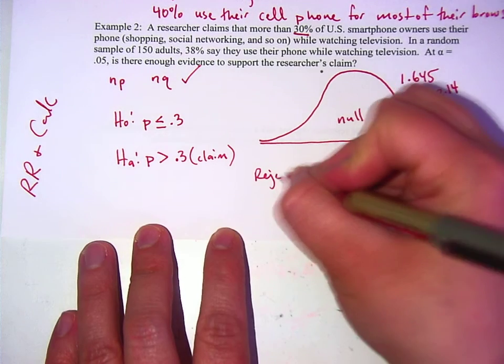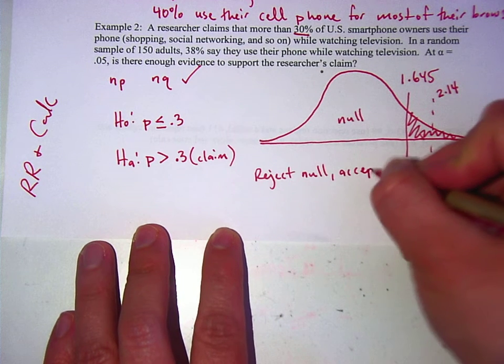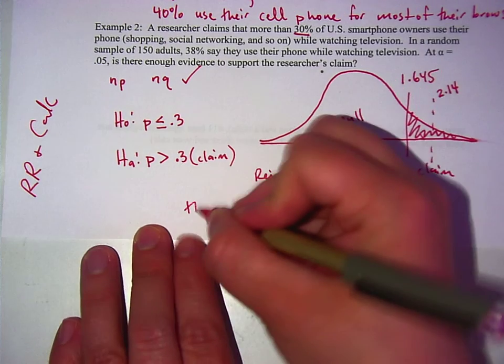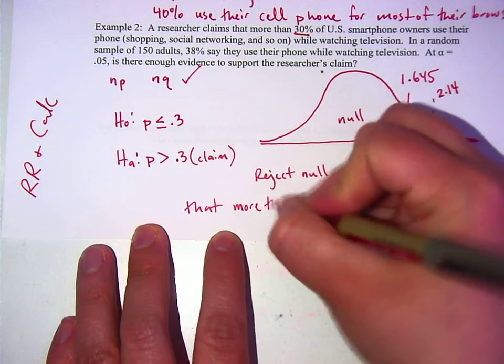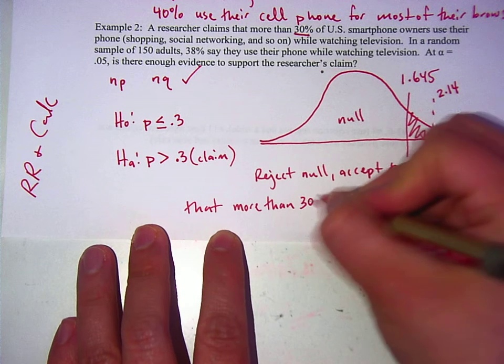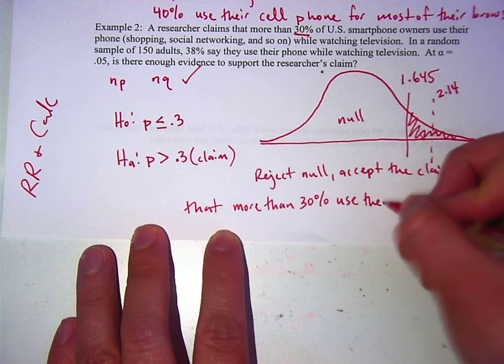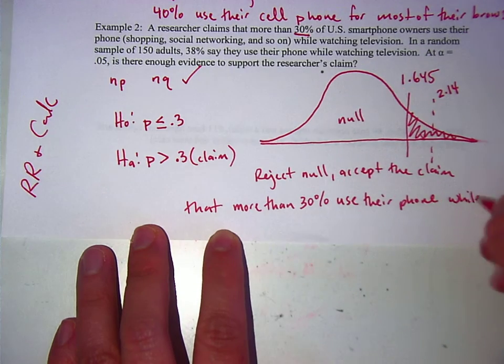Reject the null and accept the claim that more than 30% use their phone while watching TV.